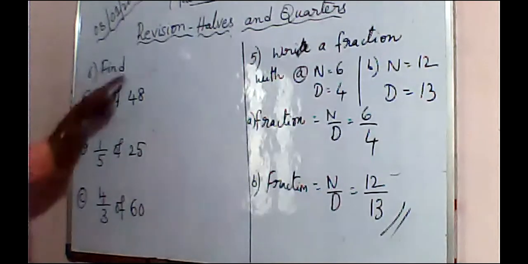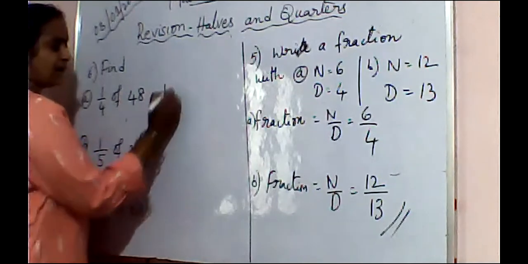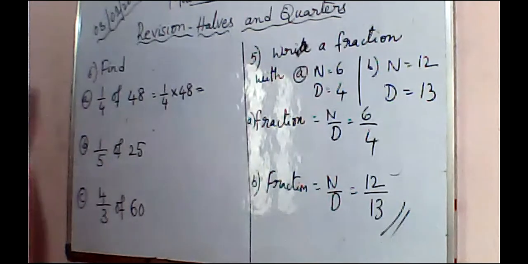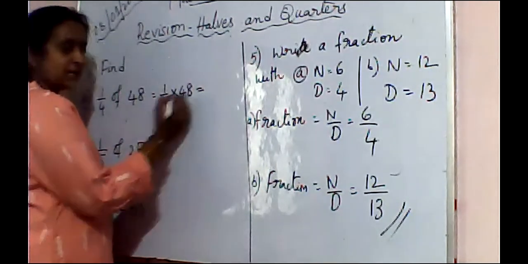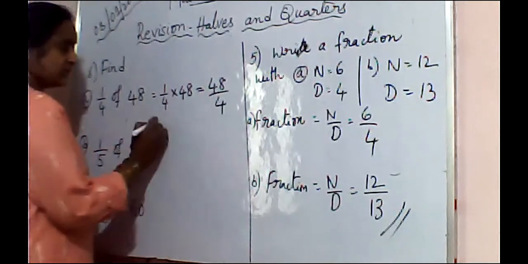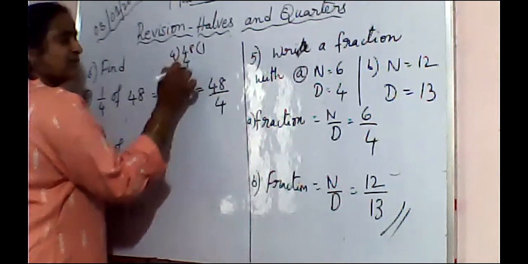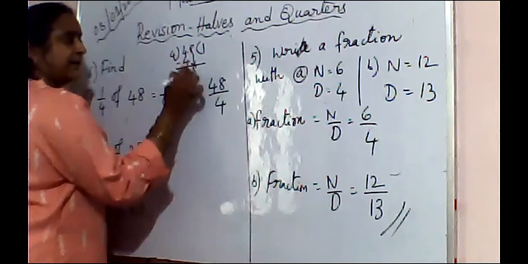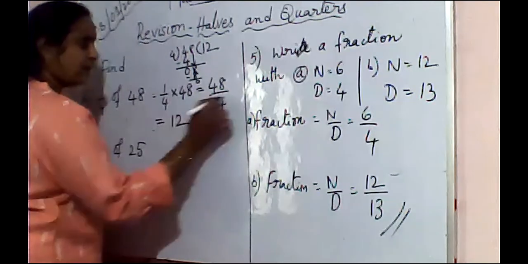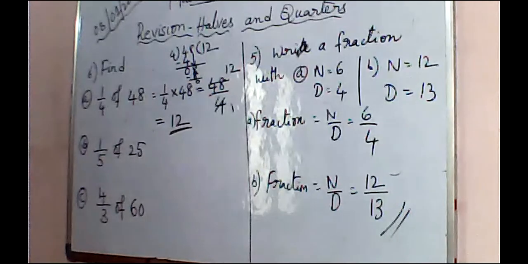Now, find 1/4 of 48. 1/4 of 48 means 1 by 4 into 48. So this is in the denominator, this is in the numerator. This can be written as 48 by 4. Now divide it. 4 ones are 4, 0. Get the 8 down, 4 twos are 8, 0. So the answer is 12 here.